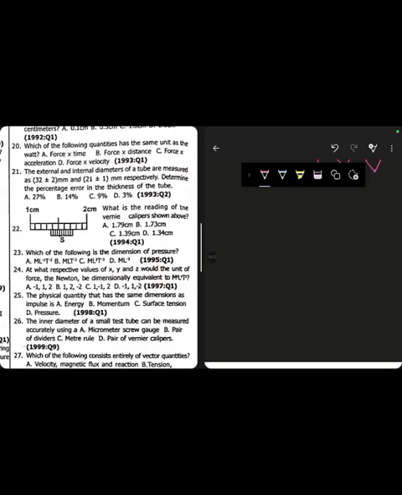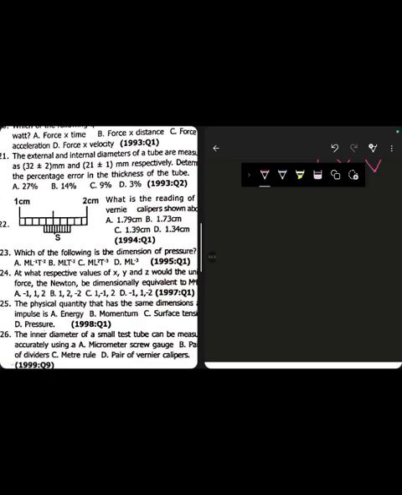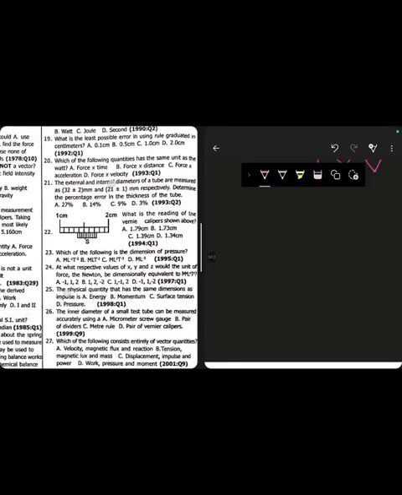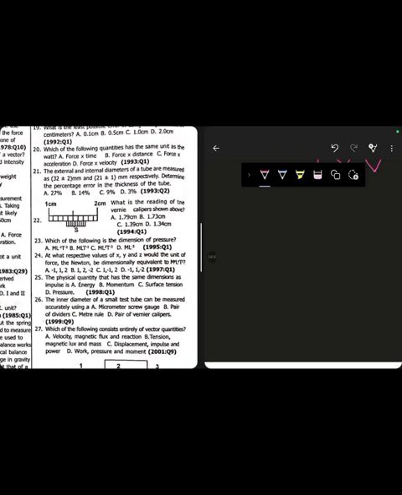Question 22 says, what is the reading of the vernier caliper shown above? Now, before I do the answer, I want you guys to try it. So I'm giving you time. You can pause the video. So I think I can go on.